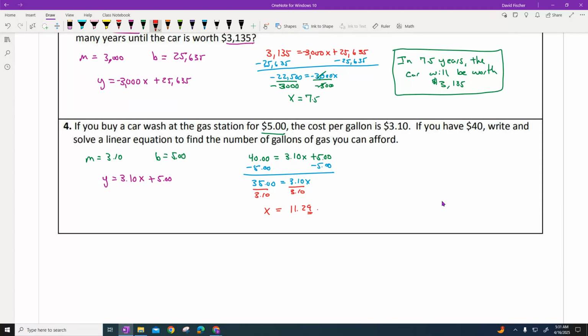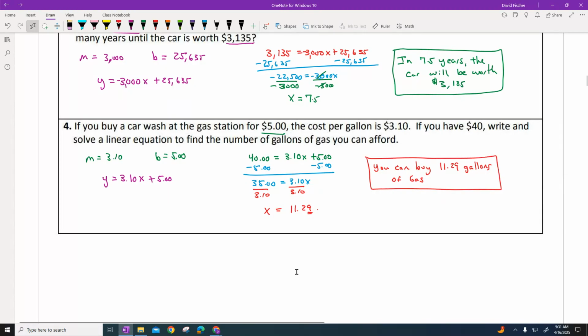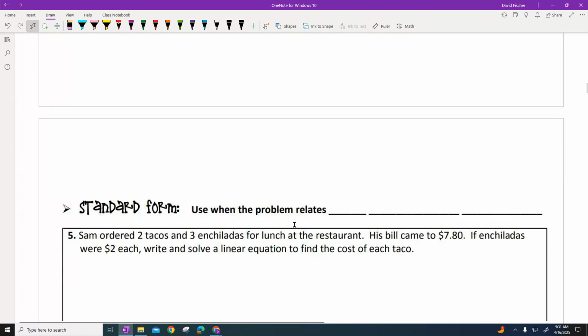So, what did they ask? Find the number of gallons of gas you can afford. You can buy 11.29, here's my units, gallons of gas. Okay? So that's when we can easily put it into the y equals mx plus b form.